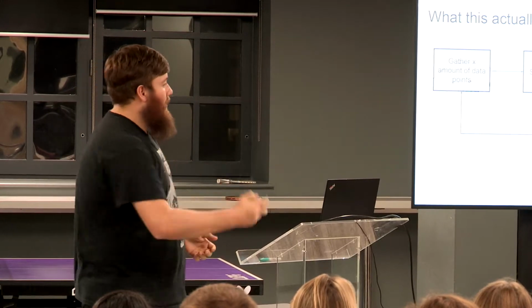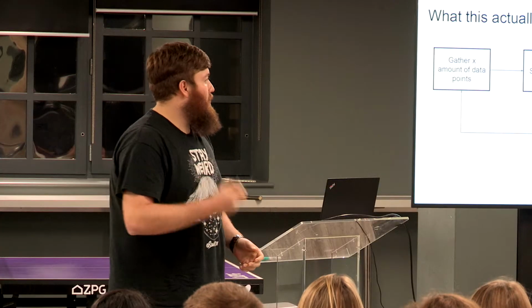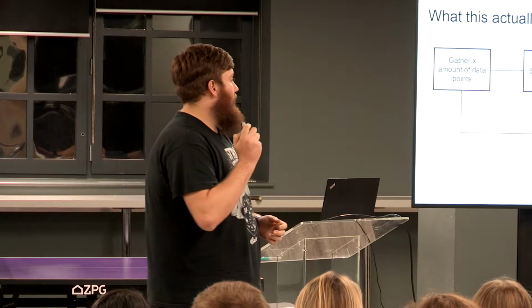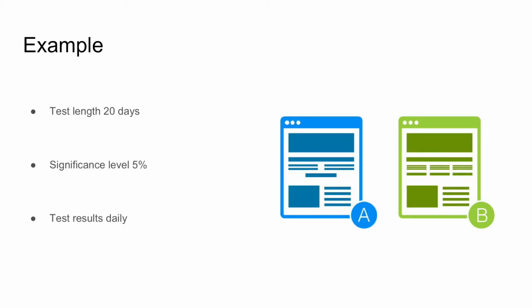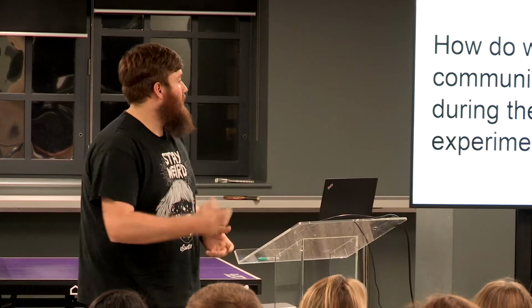So what that equates to is essentially we gather some amount of data, we do a test, we then make a decision, yes or no, but if it's no, we loop back in and keep going round, gathering more data until we get to the point. The problem with this is, as an example, if we were testing something for 20 days, with a significance level of 5%, and we did a test every day, there would be a 64% chance that we'd find one significant result. The expected value is that we would expect one significant result, a false positive, in this time. So, how can we communicate during a test?